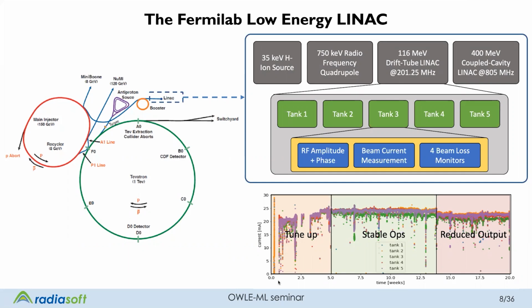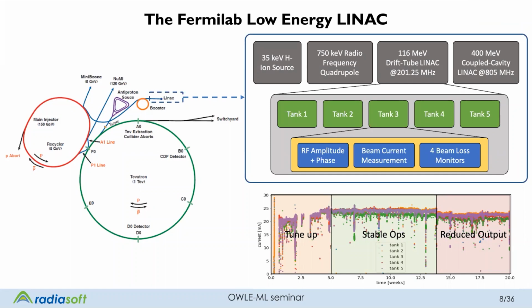And then there's this stable operation period, which is during basically the beam current and the RF parameters and all of the parameters that we're looking at are relatively stable. I mean, there's obviously some fluctuation, but more or less things aren't changing a whole lot. And then there is a third region, which I'm referring to as the reduced output region. And this is towards the end of the study period where the beam current is reduced by an amount.